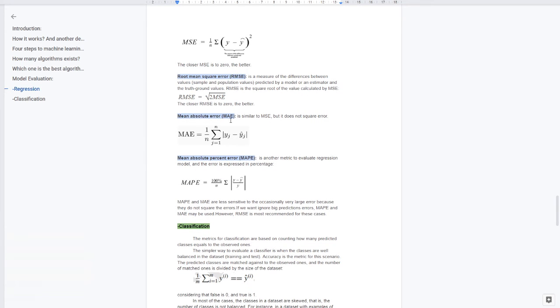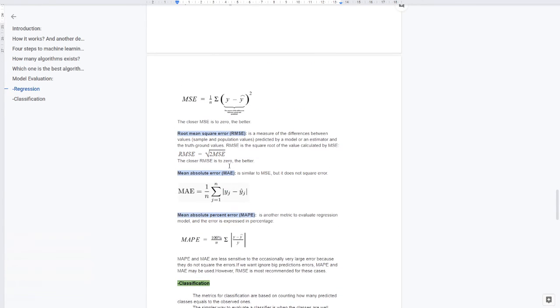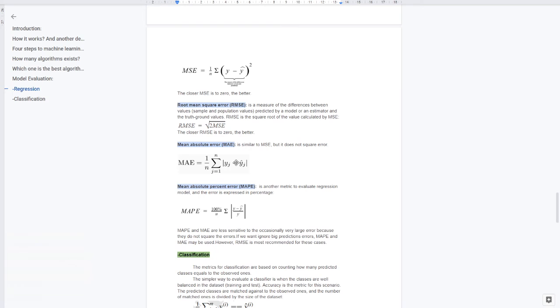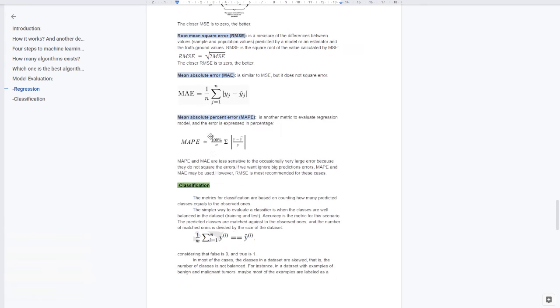Mean absolute error, MAE, is similar to MSE, but it does not square the error. You can see in this formula we don't have a square, as we have in MSE, where this difference is squared. In this formula, the difference is not squared.